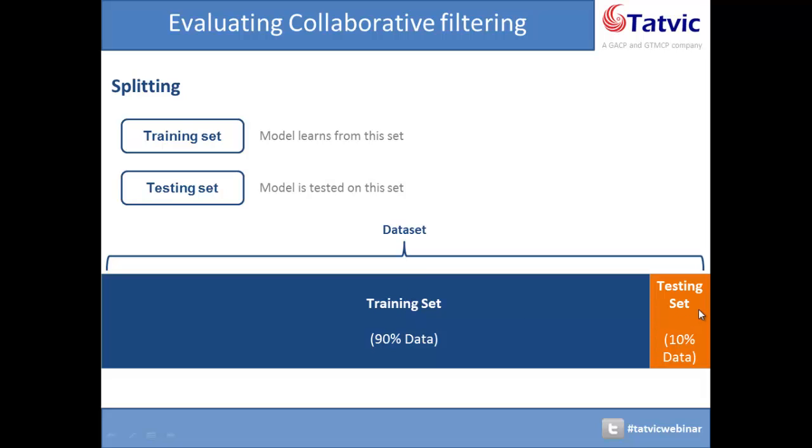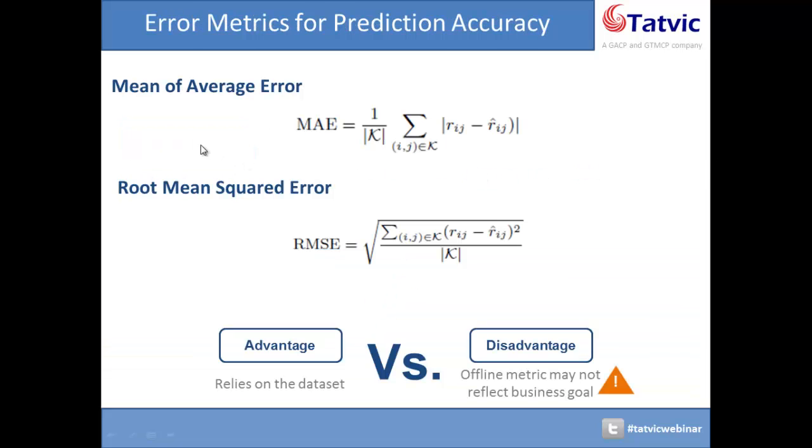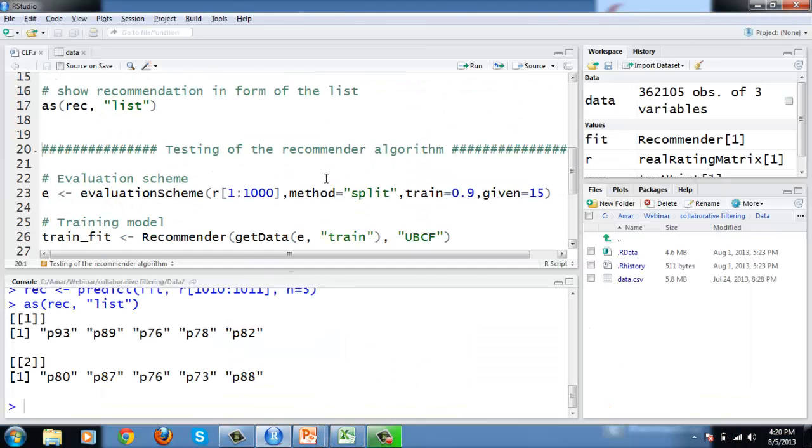So we can identify the accuracy of the recommender model. Accuracy is calculated in many ways, but here I am using an error metric, which represents the effectiveness of the model. We can use mean absolute error or root mean square error, and the formulas for mean absolute error and root mean square error are given here. So let me do this in RStudio.